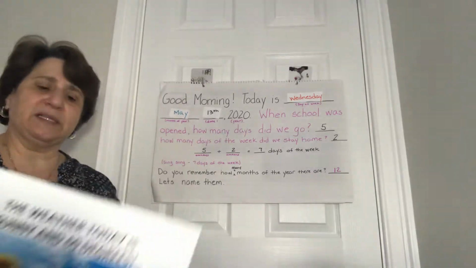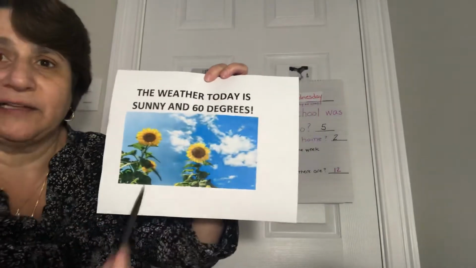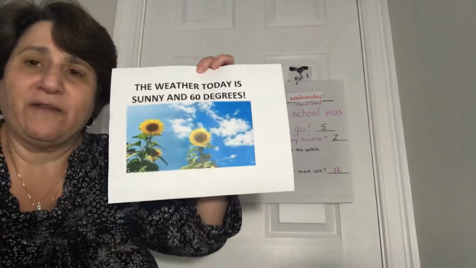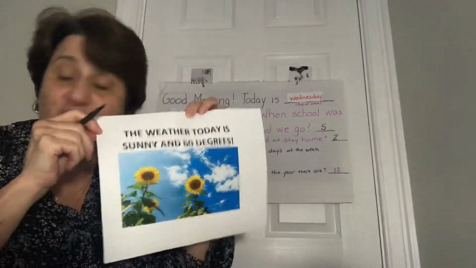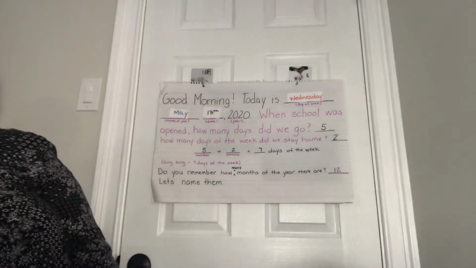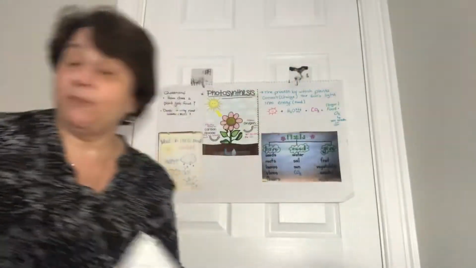Well, what about the weather today? Well, the weather today is supposed to be hopefully very sunny and 60 degrees. A beautiful day. Maybe you have a backyard. You could go out and play a little bit. That'd be great to get some fresh air. Good job. Now today we are going to learn something very important about plants.